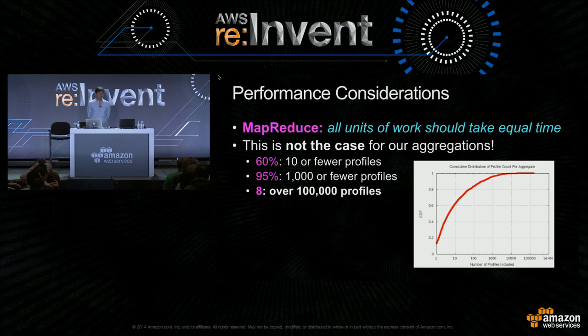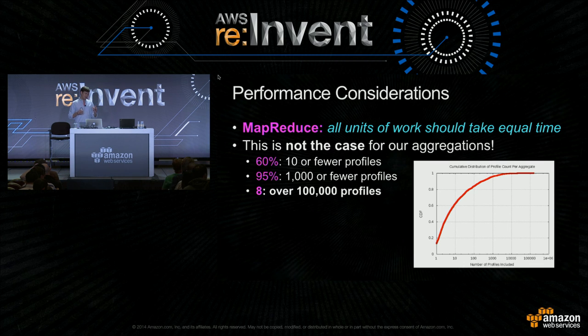In MapReduce, we assume, we hope, we pray that every unit of work that we do, every mapper, every reducer, is going to take an equal amount of time, more or less. But for profiling, because of this combinatorics hell we've got ourselves into, that's just not true. So 60% of the files we generate contain 10 or fewer profiles, and they generate almost instantly. You're just bound by the network gap between your Elastic MapReduce cluster and the S3 endpoint that you're accessing.